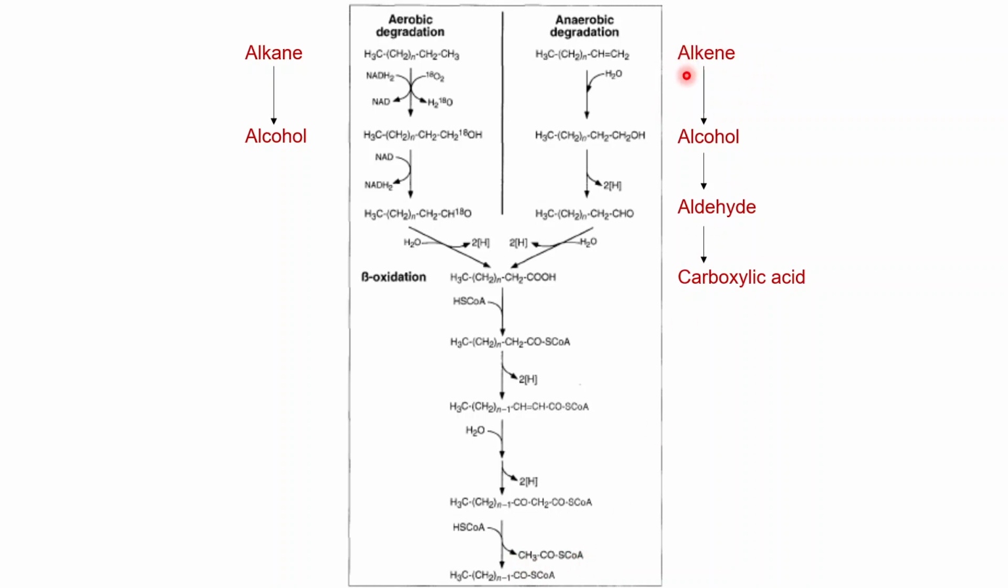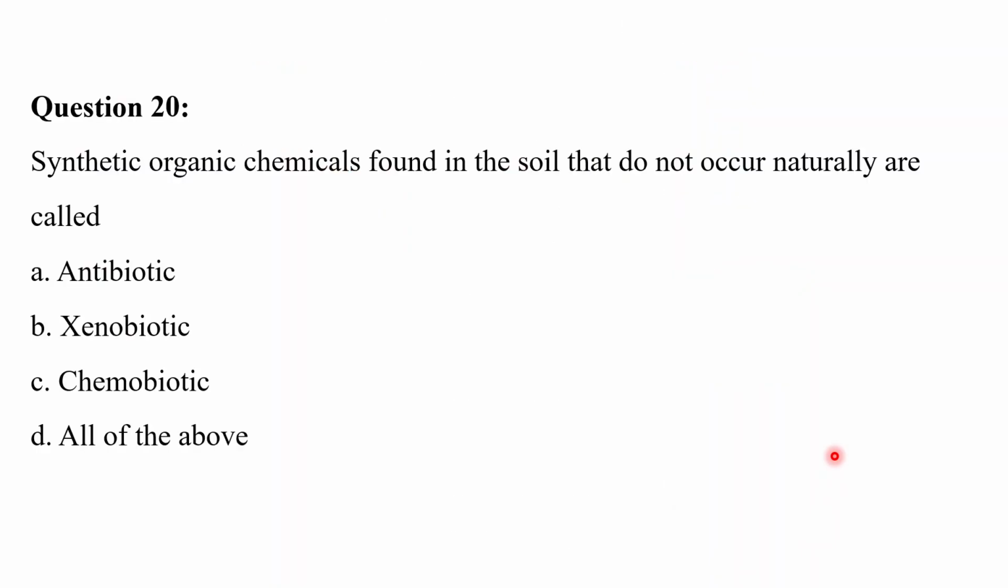So alkenes are converted into alcohol, then aldehyde, then carboxylic acid, and then finally to acetyl coenzyme A, which can enter the citric acid cycle. Okay. Yes, ma'am.